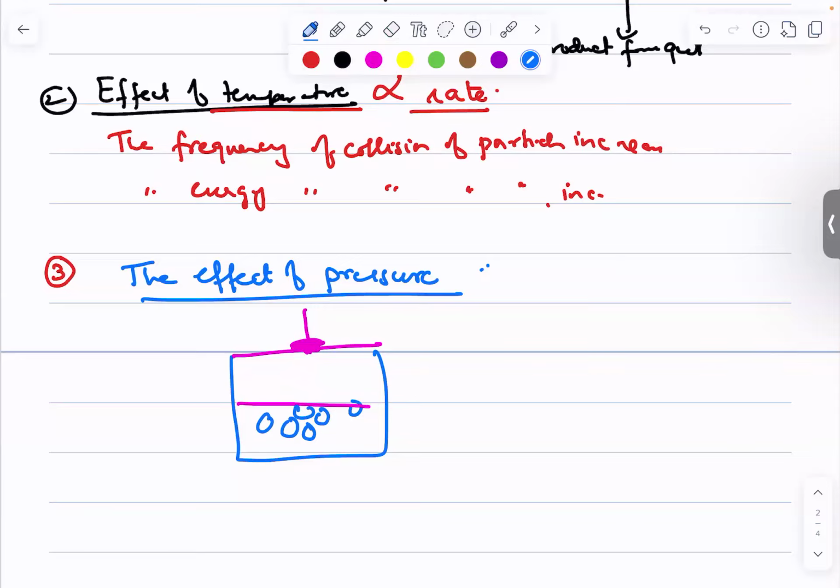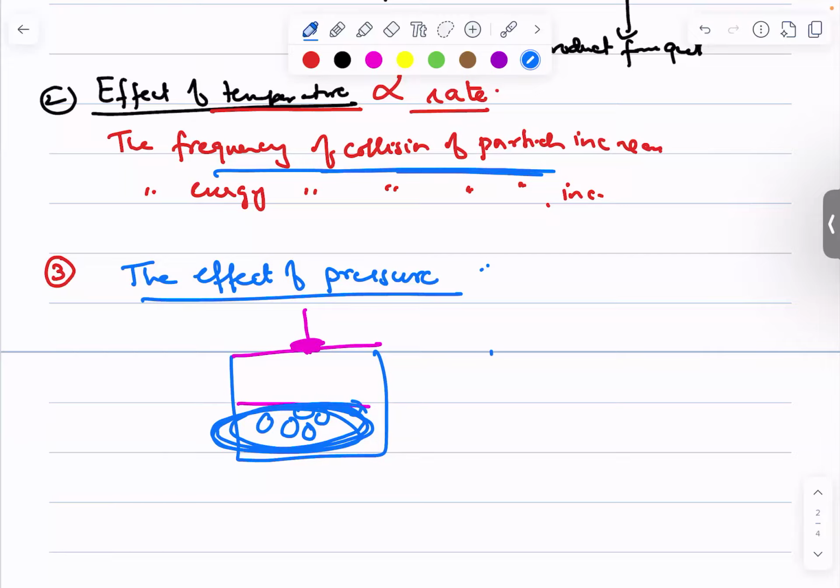So the explanation is actually similar to that for concentration. If the pressure of the gaseous mixture is increased, there will be more reactant molecules in a given volume of the mixture. So the frequency of collision will increase, with the result of an increase in the rate of the reaction. Got my point? Should I repeat? All right, I'm repeating. The explanation would be the same as for the concentration.